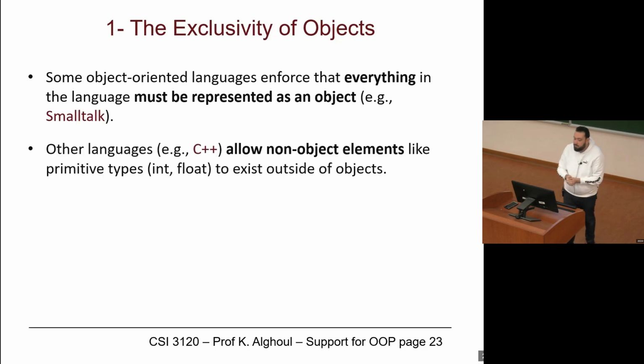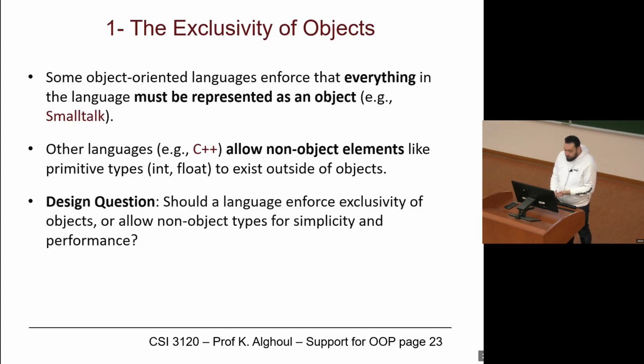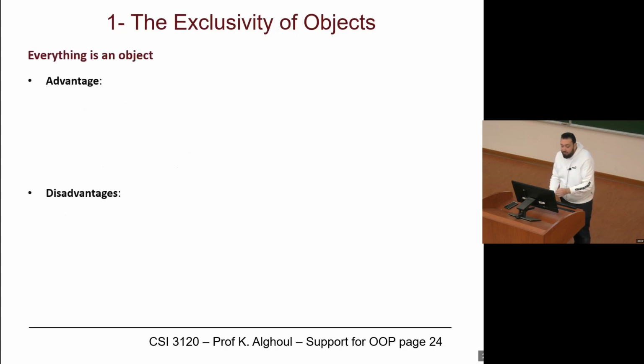Other languages, for example C++, allow non-object elements like primitive types. Now, should a language enforce exclusivity of objects or allow non-object types for simplicity and performance? That's usually the design question that we're going to answer. Now, if I take the "everything is an object" option and want to see if it is a good option or not, what are the advantages?